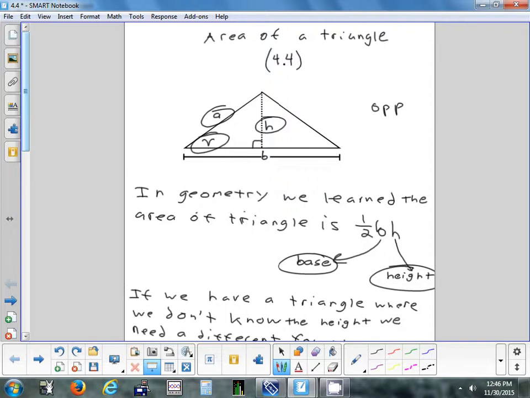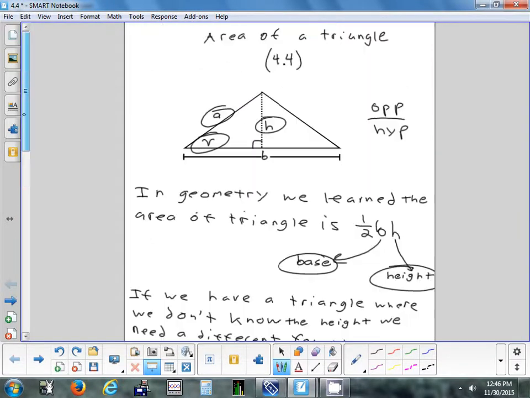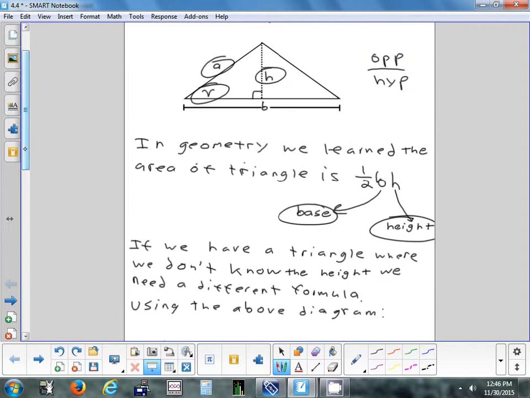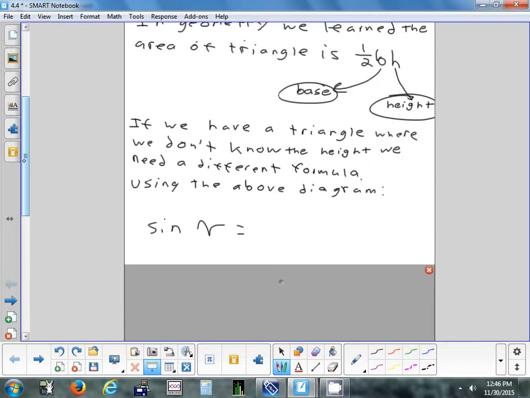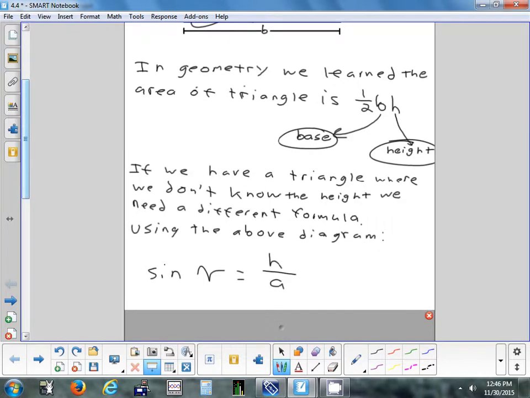And what about A, which is across from the 90? That's hypotenuse. Which trig function involves opposite and hypotenuse? Sine. Good. So we have the sine of our angle gamma equals opposite over hypotenuse, or in this case, H over A. Again, H is height here, so don't get that confused. H is the height of the triangle. Any question on that equation so far?